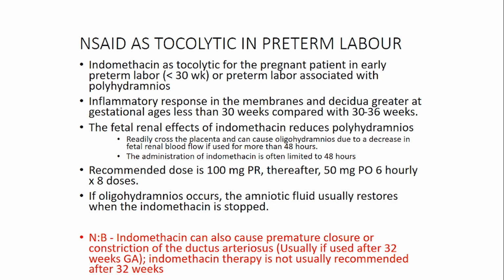What is the role of a non-steroidal anti-inflammatory as a tocolytic in preterm labor? In this instance, we are talking of indomethacin as a tocolytic for pregnant women. It is most effective when used in gestational age less than 30 weeks. This is premised on the fact that the inflammatory response in the membrane and decidua in pregnancy is very prominent at 30 weeks compared to 30 to 36 weeks. So at gestational age less than 30 weeks, indomethacin as a tocolytic is very effective, especially when the pregnancy is associated with polyhydramnios.